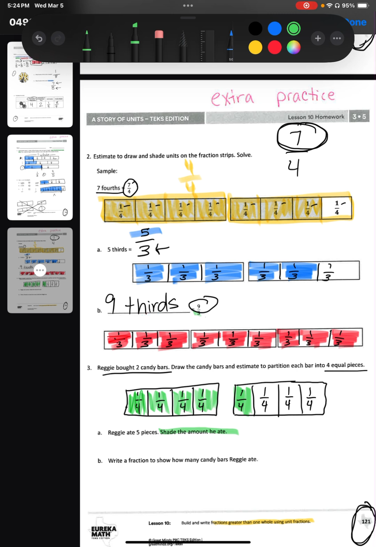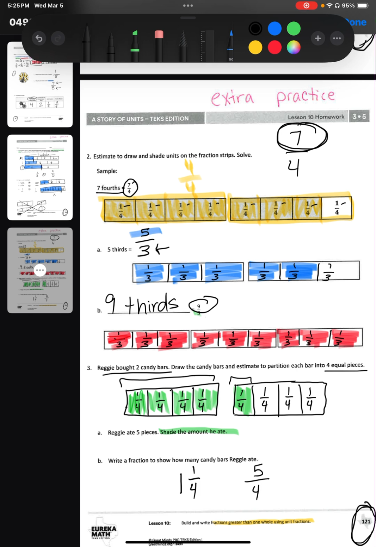Write a fraction to show how many candy bars Reggie ate. Reggie ate, and there are going to be 2 ways to represent this. Reggie ate 1 whole candy bar and 1/4 of the second candy bar. So we can see he ate the whole thing here and just a fourth there. This is sometimes also written or represented as he ate 5/4 of the candy bars because he ate 5 of those 1/4 pieces.